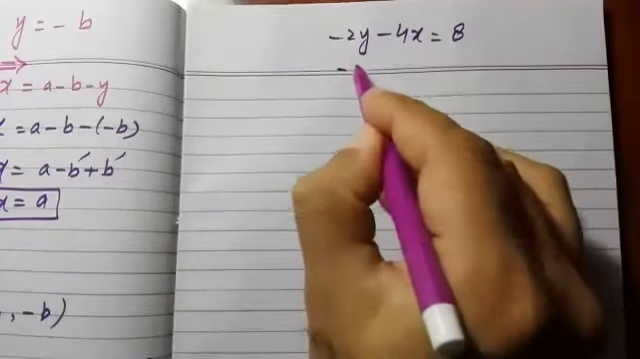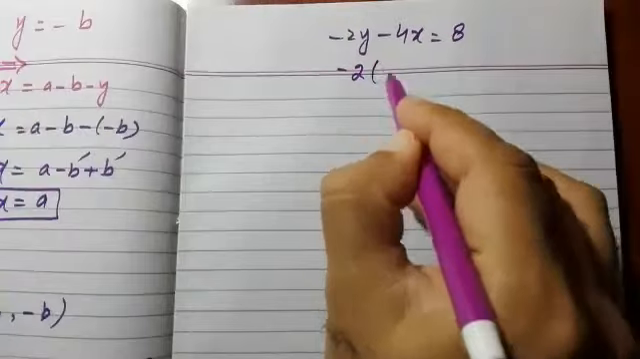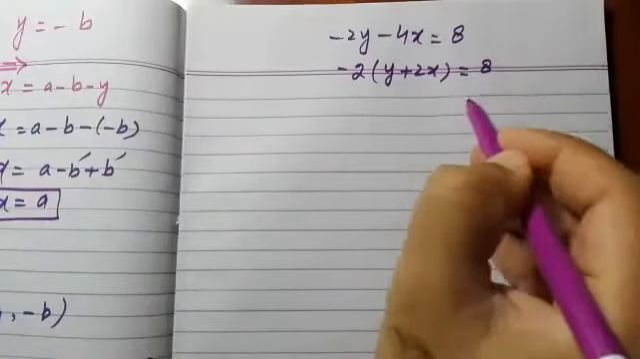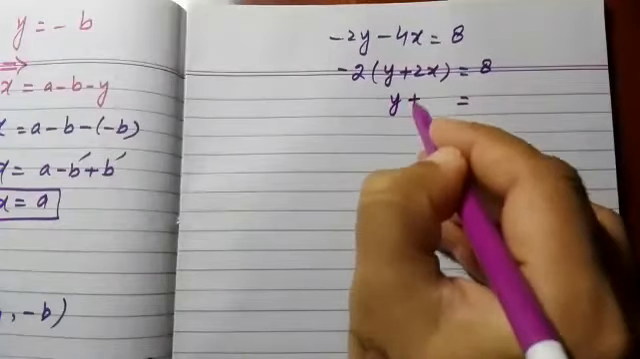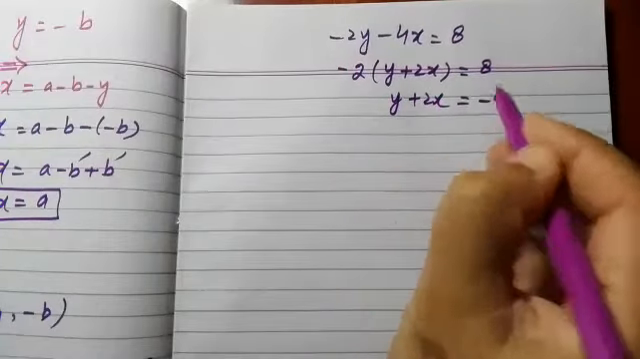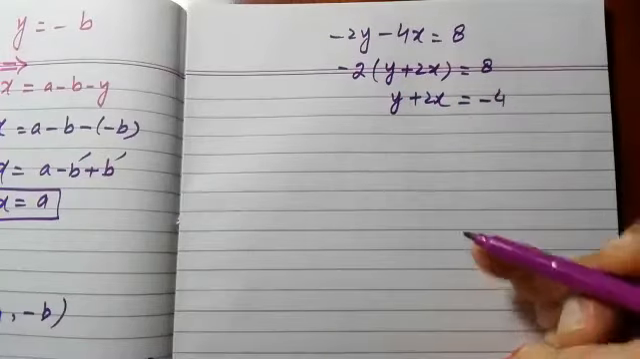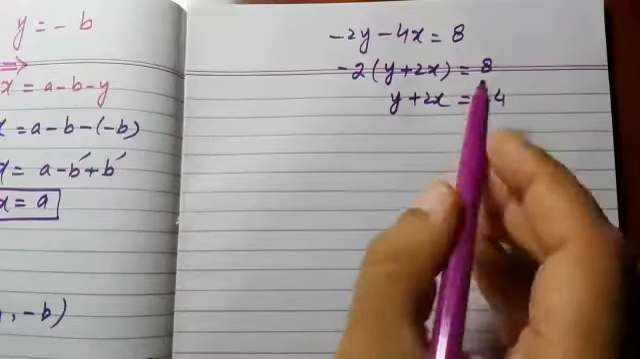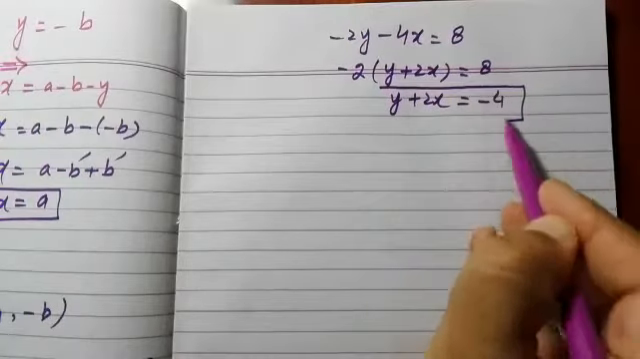And if you take out minus 2 common, we will simplify it maximum so that we can get easy solutions on the later stage of the question. After the cancellation, we will get y plus 2x equals to minus 4. 2 will be cancelled with this 8 and you will get minus 4.